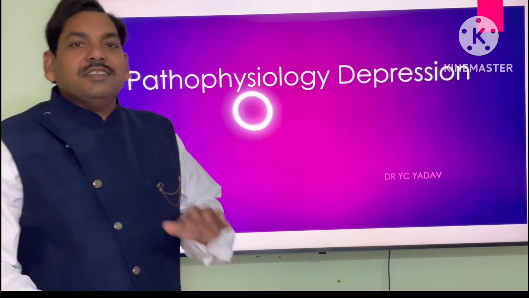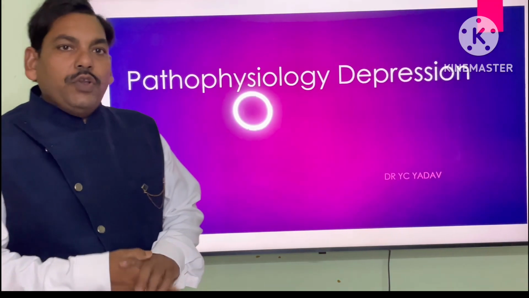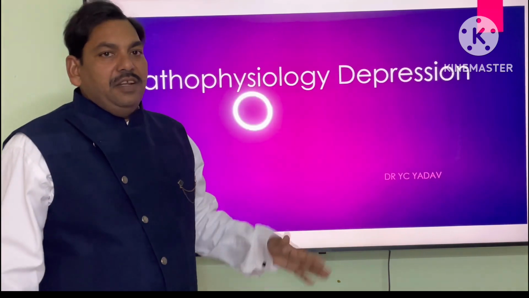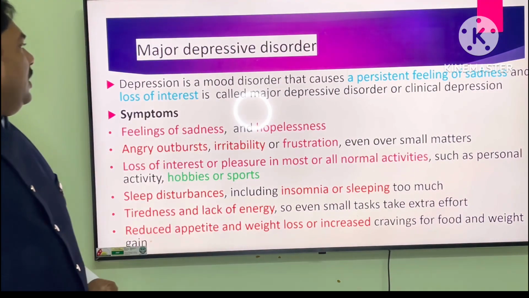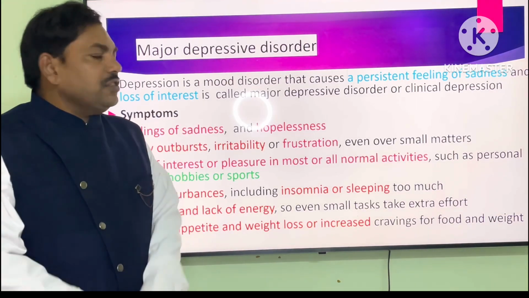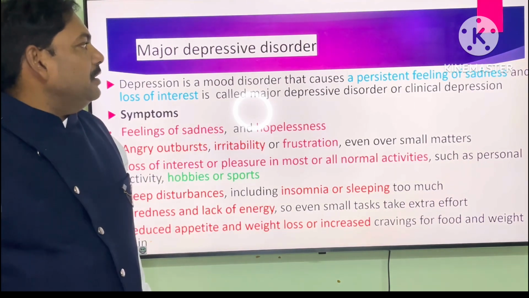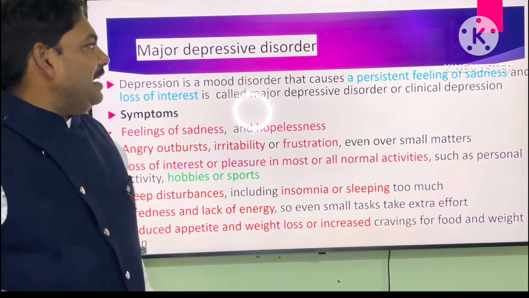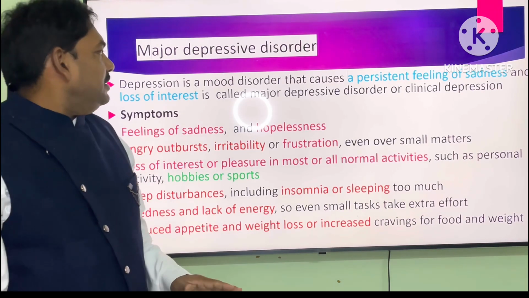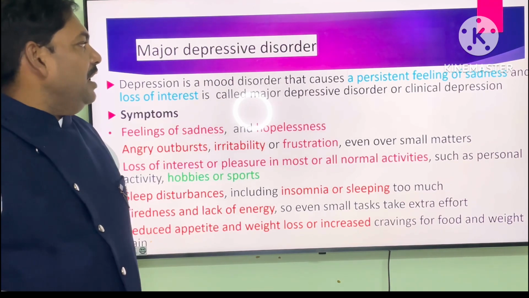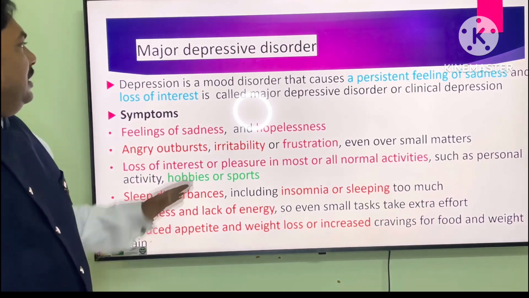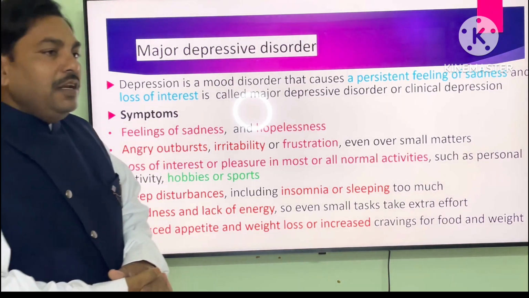Today I discuss the pathophysiology of depression. Major depressive disorder is a mood disorder caused by a persistent feeling of sadness and loss of interest. It is also called clinical depression. What are the symptoms of depression?